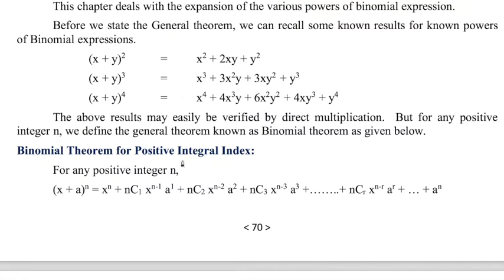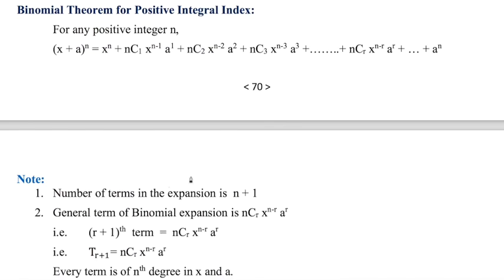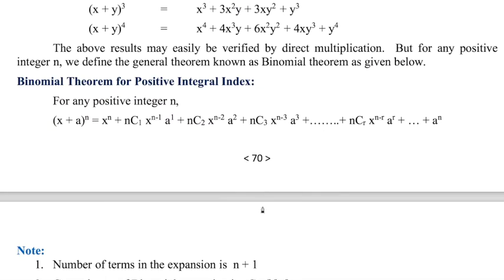The binomial theorem for positive integral index: for any positive integer n, (x plus a) whole power n equal to x power n plus nC1 x power (n minus 1) a power 1, nC2 x power (n minus 2) a square, nC3 x power (n minus 3) a cube, and so on, nCr x power (n minus r) a power r, plus and so on, a power n. The number of terms in the expansion is n plus 1.